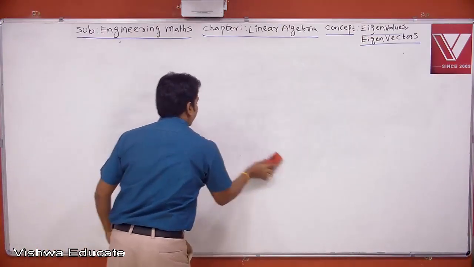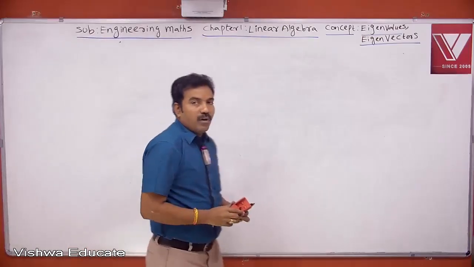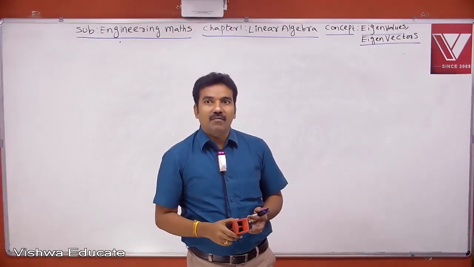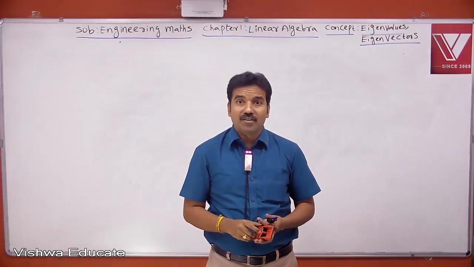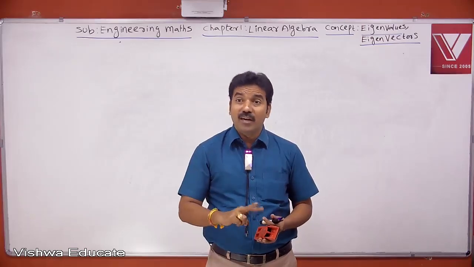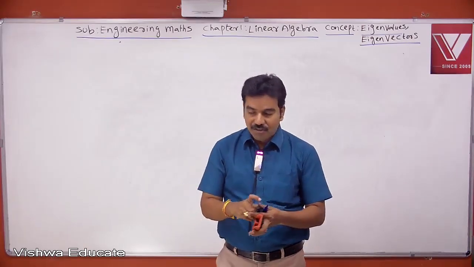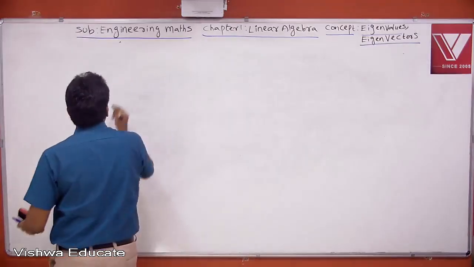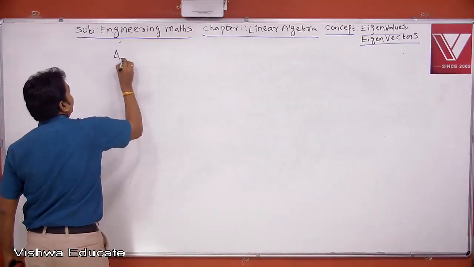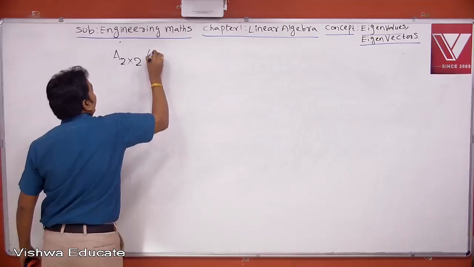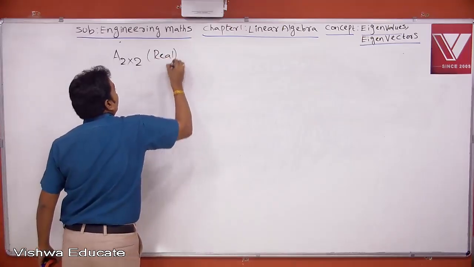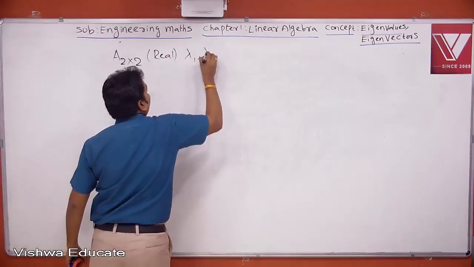Now let us discuss one important shortcut to find the eigenvectors of a 2 by 2 real matrix. Suppose I have a 2 by 2 real matrix A, having eigenvalues lambda 1, lambda 2.